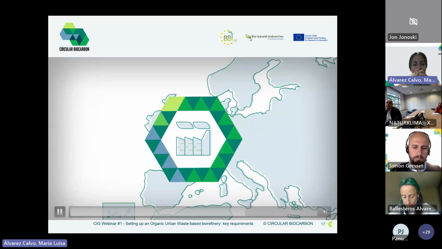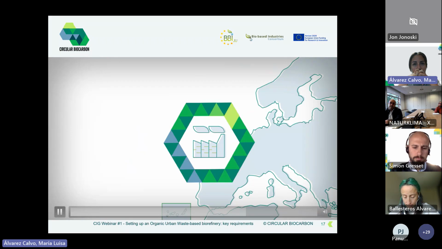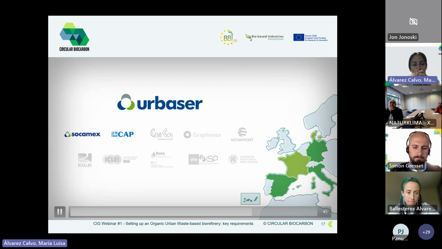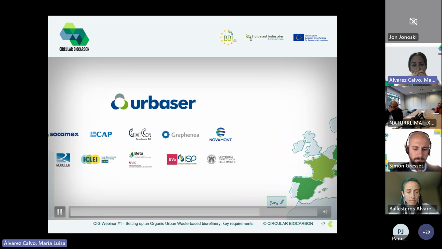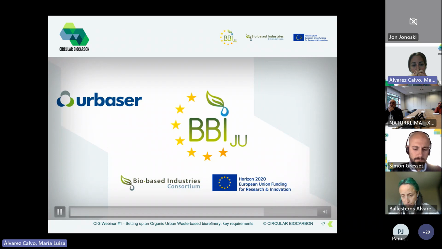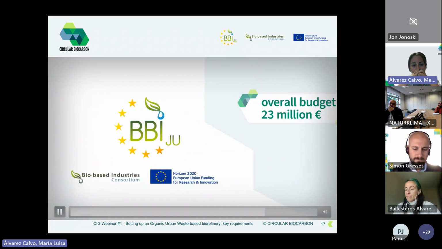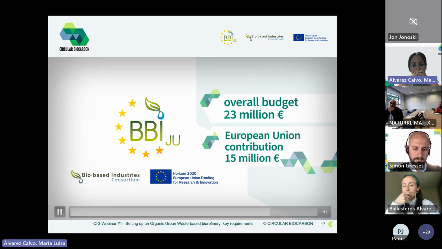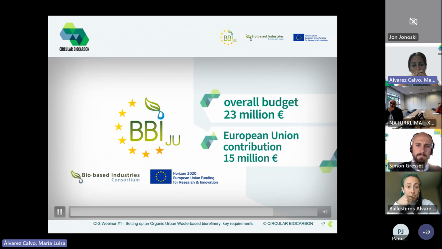The consortium involves 11 partners from 5 European countries, bringing together urban waste and waste managers, technological partners, and industrial partners. The 5-year project, coordinated by Urbaser, has an overall budget of almost 23 million euros, with a European contribution of 15 million euros through the Bio-Based Industries Joint Undertaking, BBI JU.